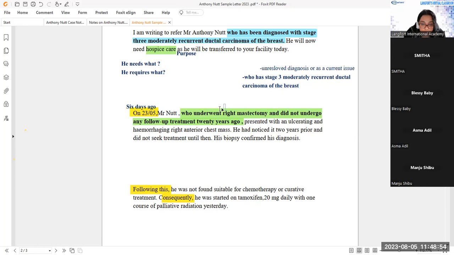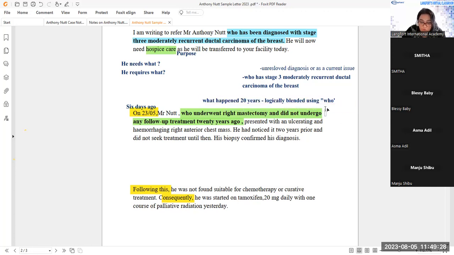History. Info. What happened 20 years ago? I blended it, I wrote it using who. Logically connected, logically blended using the relative pronoun who. So all of you look at that. Mr. Nutt, who underwent right mastectomy and did not undergo.